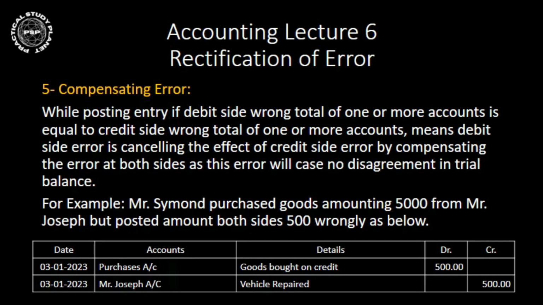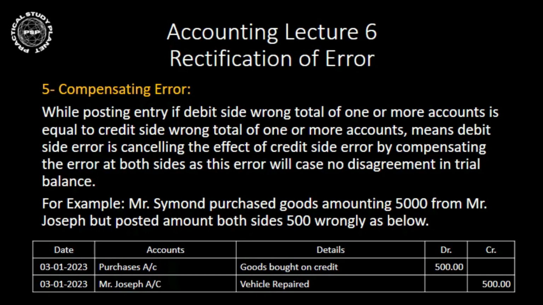The fifth one, compensating error. While posting an entry, if the wrong total of the debit side of one or more accounts is equal to the wrong total of the credit side of one or more accounts, it means the debit side error is cancelling the effect of the credit side error by compensating at both ends. This error will cause no disagreement in the trial balance.